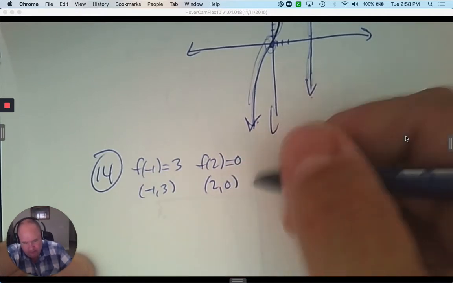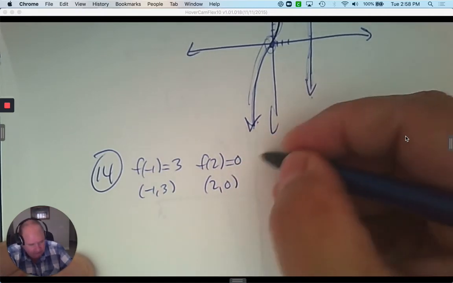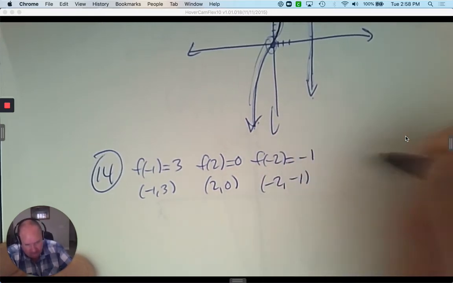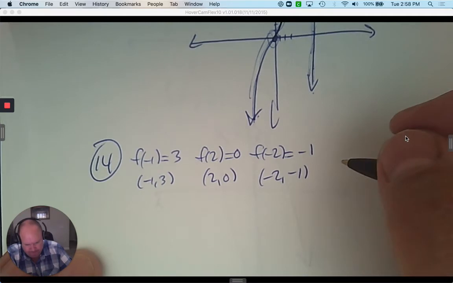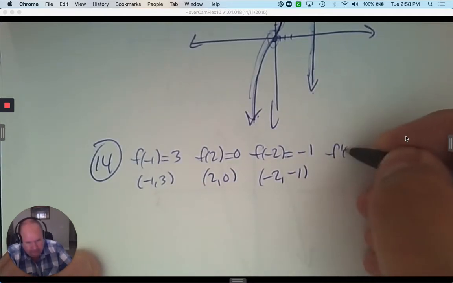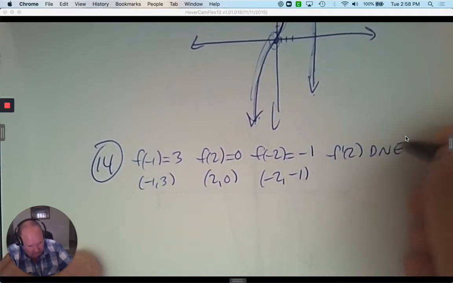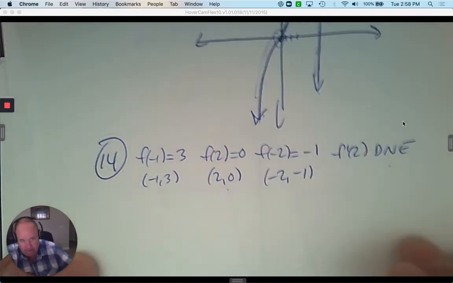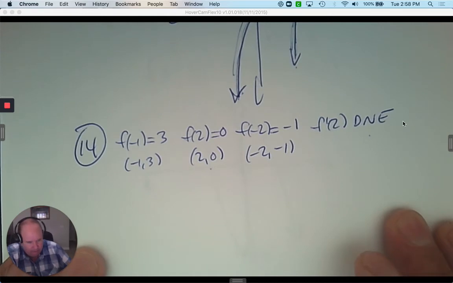We're given f(-2) = -1. There's another point on my graph. All those need to be on my graph. And then the derivative at 2 does not exist. So the point exists, but the derivative doesn't. So there's a cusp or corner at 2 that makes the derivative not exist.